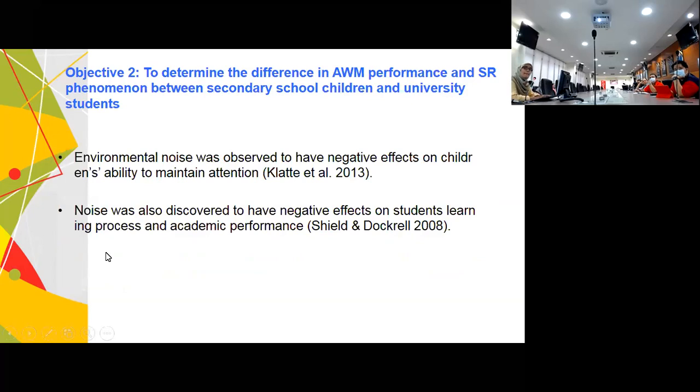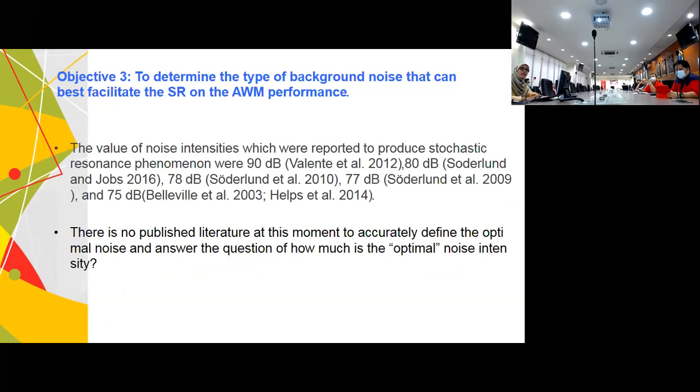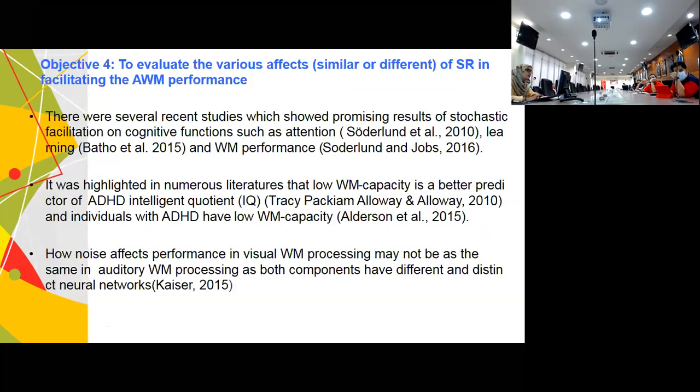Objective 2 is to determine the difference in AWM performance and SR phenomenon between the secondary school and the university students. For these two objectives, we are going to use independent t-tests for the analysis. Objective 3, to determine the type of background noise that can best facilitate the SR on the AWM performance. Okay? And the last objective is to evaluate various effects, similar or different, of SR in facilitating the AWM performance. In this, we are going to use Pearson correlation.